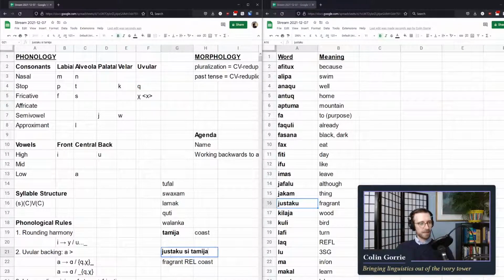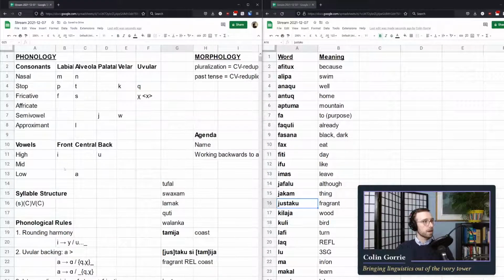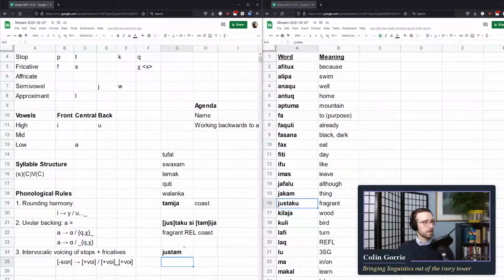So in some languages, it's possible to take the first syllable of a morpheme, or one syllable of a particular morpheme, and use it as an abbreviation for the whole thing. So what if we had, instead of Yustaku si Tamiya, something like Yustam, which were a short form for Yus Taku. So here's the form we take, Yus Taku si Tamiya. And Yustam is actually a valid shape here. So Yustam could be the name for the region.